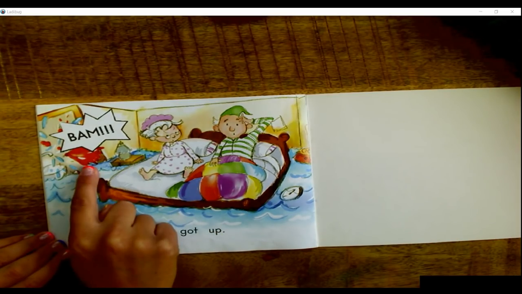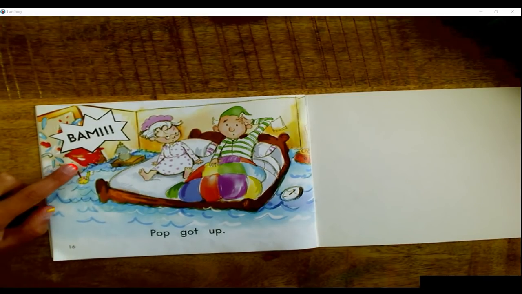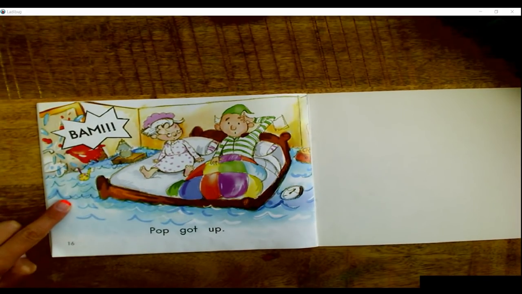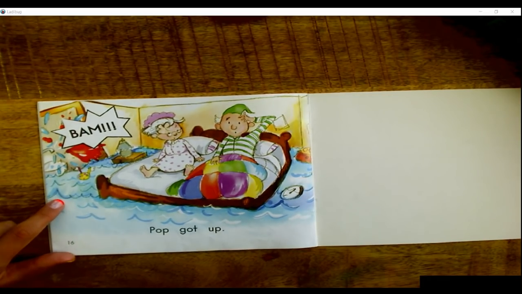Kindergartners, what happened? You're right, the balloon exploded. Because we know when a balloon gets too full, it can pop. And water got everywhere. Oh no. Was your prediction correct? If it was, great. If it was not, that's great too. As long as we're making predictions and checking them as we read, we're being good readers.